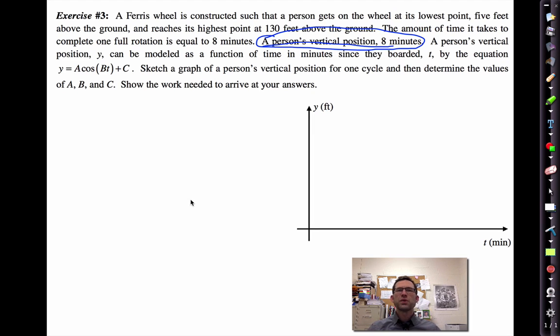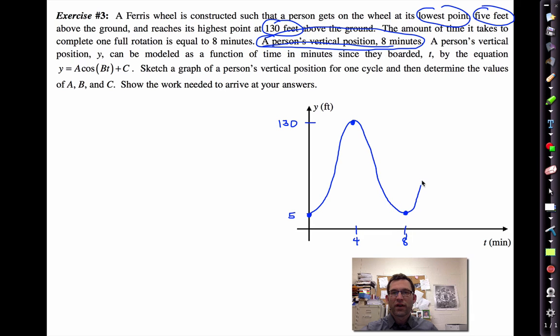Well, notice it says a Ferris wheel is constructed such that a person gets on at its lowest point, which is 5 feet above the ground. So at t equals 0, they get on at 5 feet above the ground. And one full rotation takes 8 minutes. So after 8 minutes, they must be at 5 feet above the ground. Now, where are they at 4 minutes, right? That's a question. Well, what do we know? The highest point is 130 feet above the ground. So that must be right here. So the entire cycle must look like this.